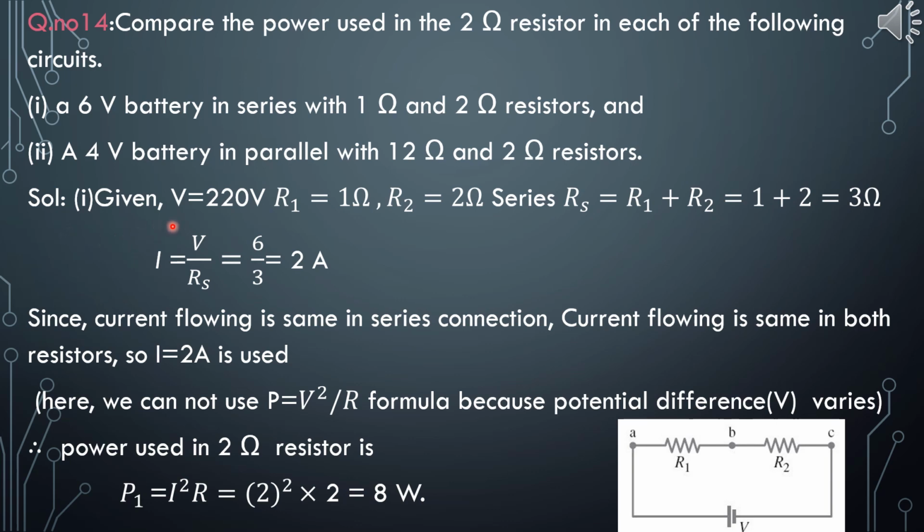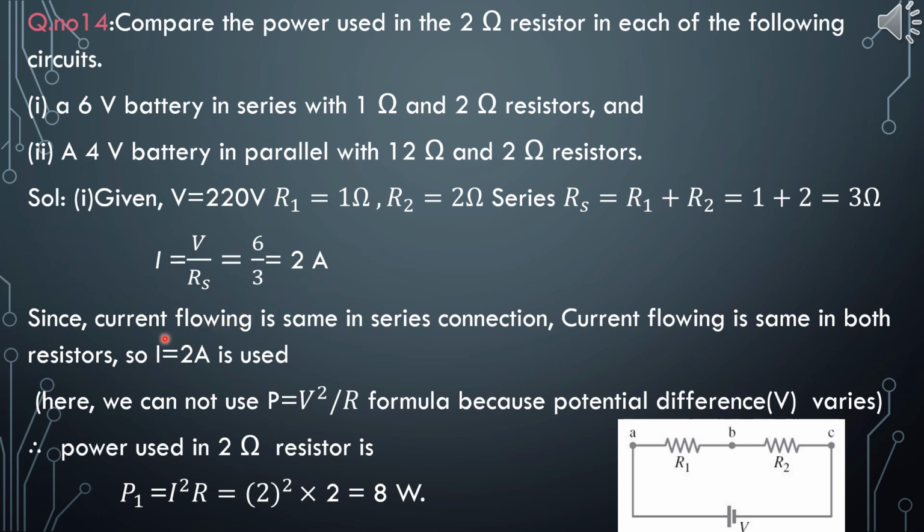In the first case it is given potential difference is 6 volts, constant, and resistance R1 is 1 ohm and R2 is 2 ohm. When they are connected in series, its value will become 1 plus 2, 3 ohm. And by using Ohm's law, when you find I is equal to V by Rs, that is equal to 6 by 3, 2 amp is the value. That means 2 amp current is flowing in the circuit.